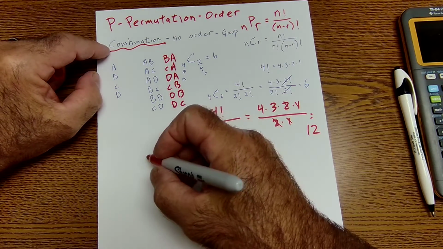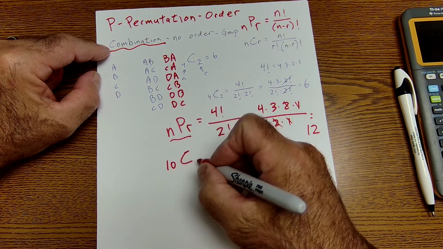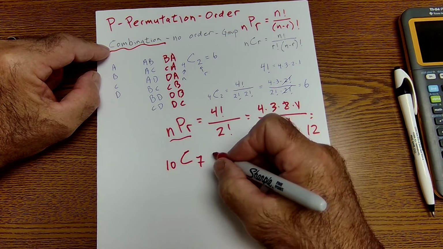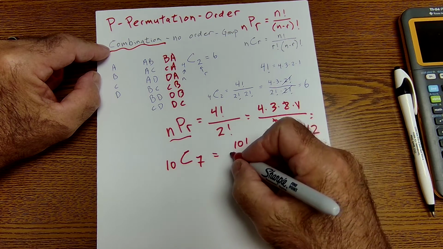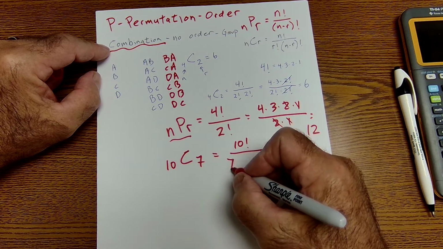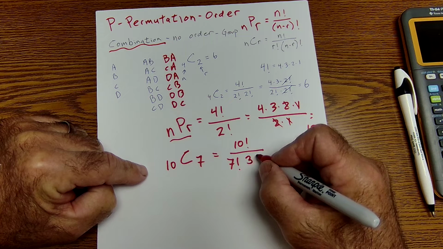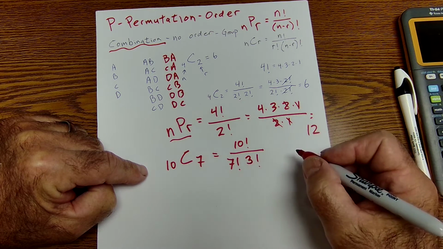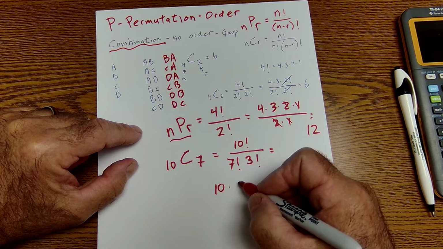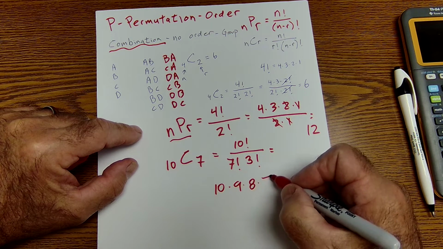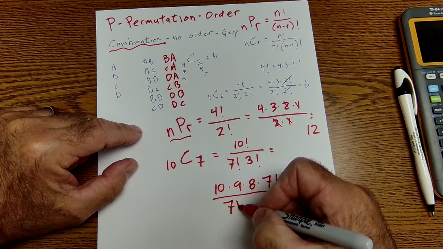We'll just do one more here. Let's say I have 10C7. Using the equation right here, I'm going to have 10 factorial over r factorial times n minus r factorial. So 10 minus 7 is 3 factorial. So I'm going to write this out here. It's 10 times 9 times 8 times 7 factorial over 7 factorial.